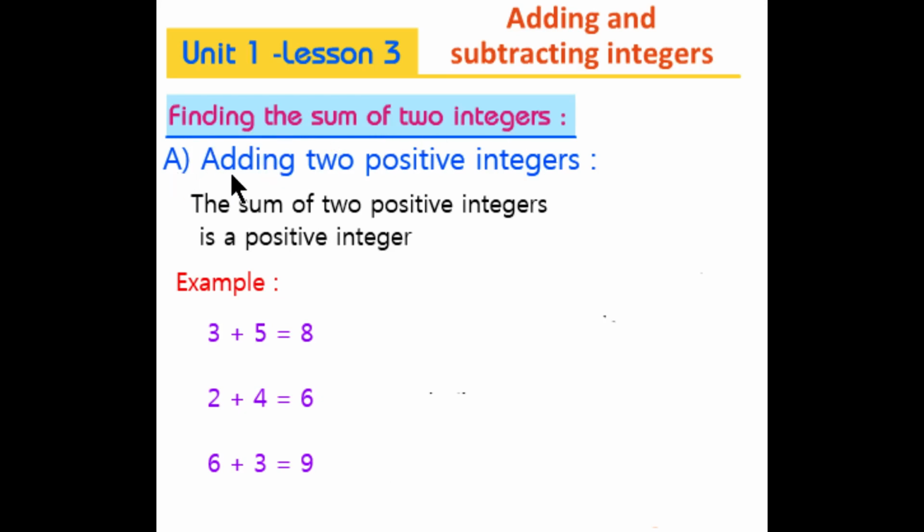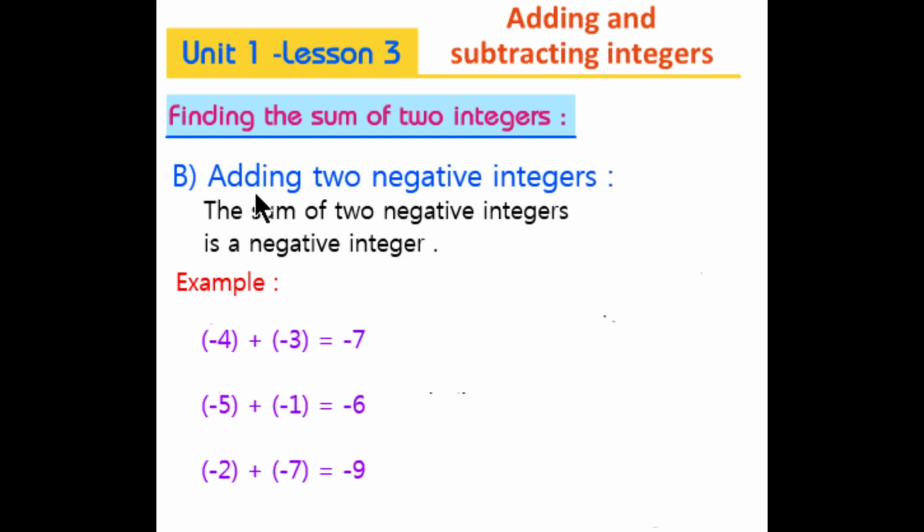A. Adding two positive integers. The sum of two positive integers is a positive integer. For example, 3 plus 5 equals 8. 2 plus 4 equals 6. 6 plus 3 equals 9.